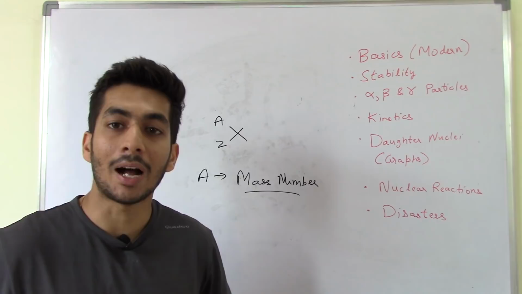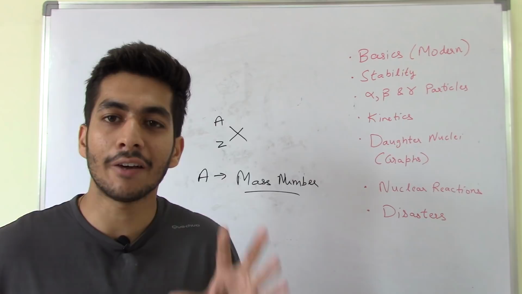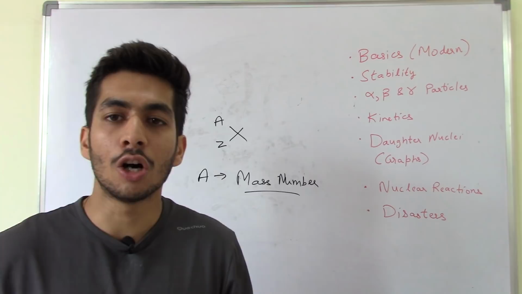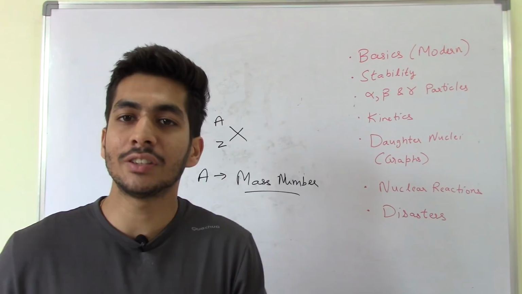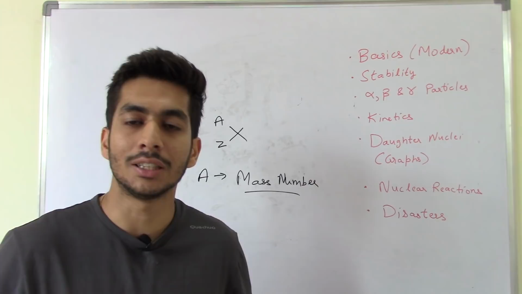And what is the difference between an atomic mass and a mass number? See, atomic mass is never a whole number, it's always a fraction, okay? I repeat again, your atomic mass is never a whole number, it's always a fraction, because you define atomic mass with reference to the weight of 12C, or carbon-12, okay? So you define the mass of a particular element with reference to the mass of a 12C carbon atom, right? So that is why it is always a fraction.